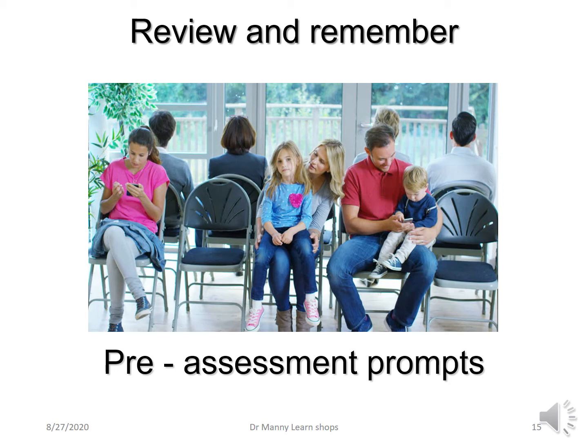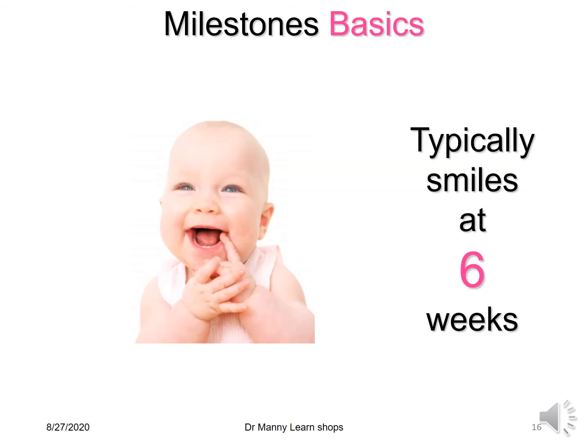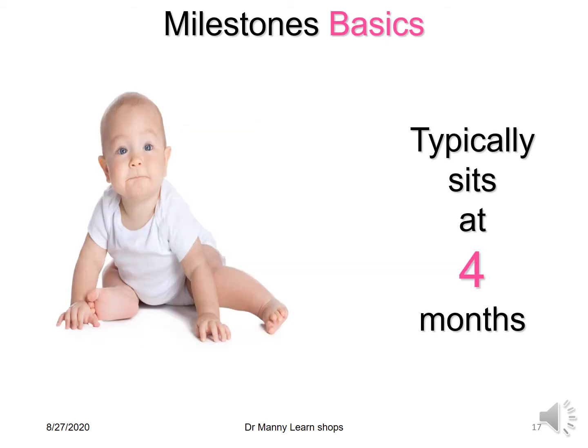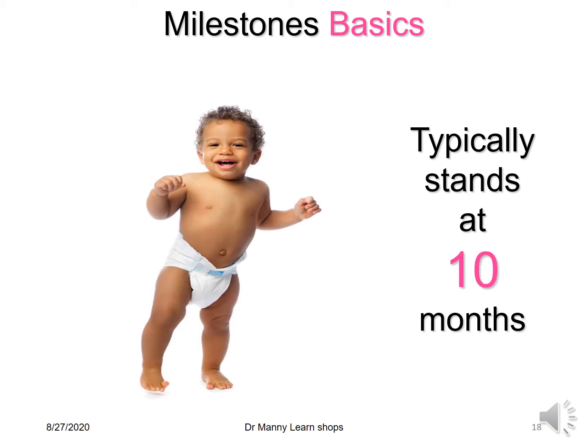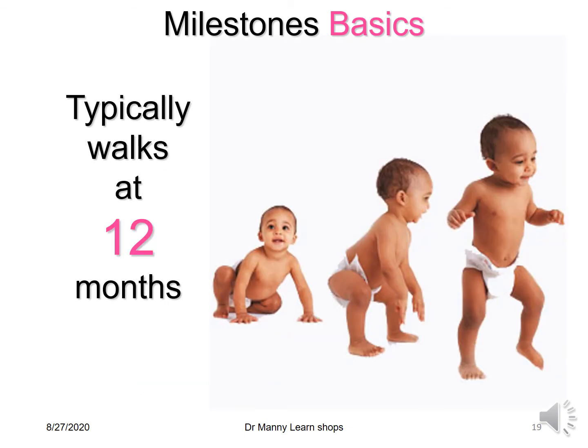Okay, it's important to remember these points as basic milestones. An infant typically smiles at about 6 weeks. It typically sits at approximately 4 months. It typically stands at approximately 10 months. And walks approximately at 12 months of age.